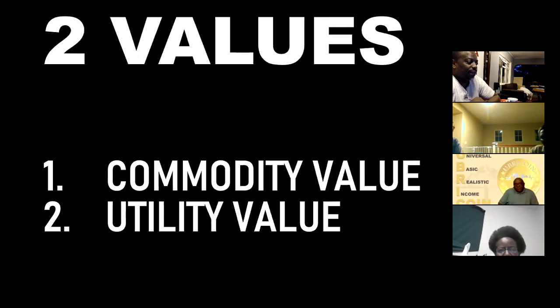When money is used for payment, for paying for something, like when you buy a pair of shoes from Walmart, then that is the utility value of money. And utility value is past value. It pays for value created in the past.